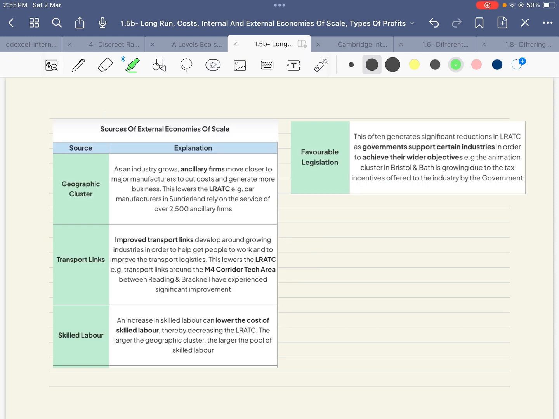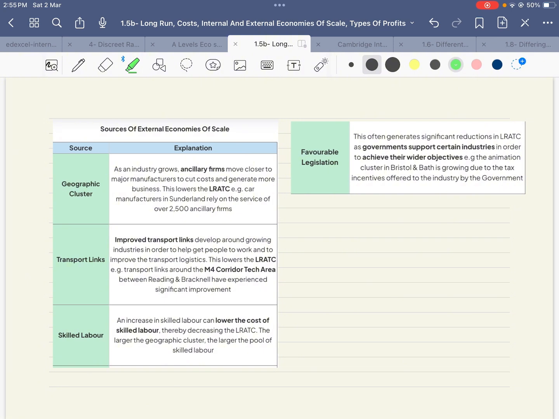Sources of external economies of scale. Number one is geographic cluster, meaning as the industry grows, all the firms move closer to ancillary firms, which are the firms providing necessary support to the primary activities or general operations of an organization, system, etc. This lowers the long run average total cost. Next is transport links. Improved transport links develop around growing industries in order to help get people to work and to improve the transport logistics.